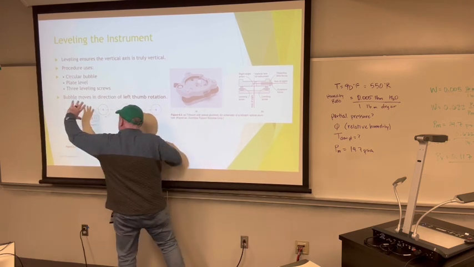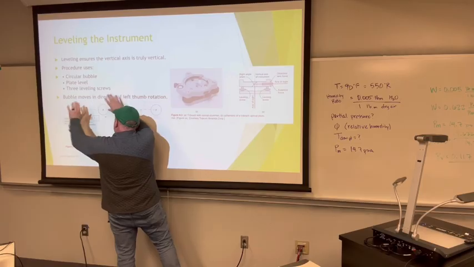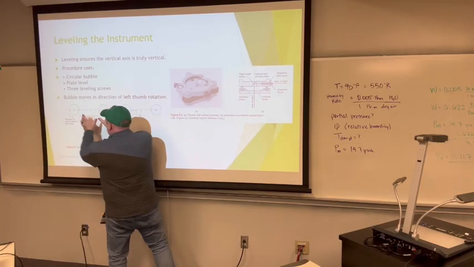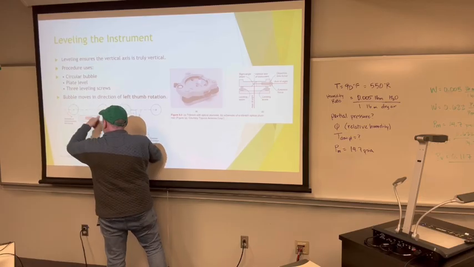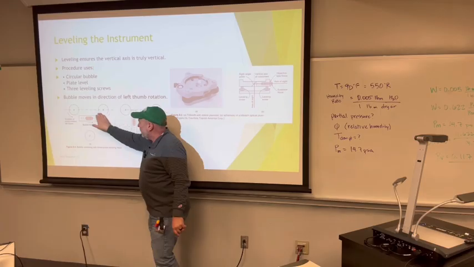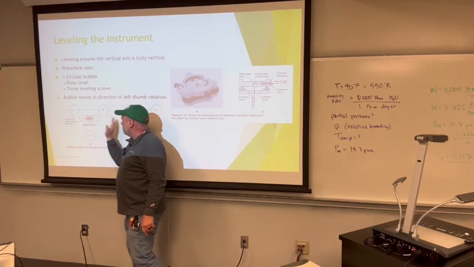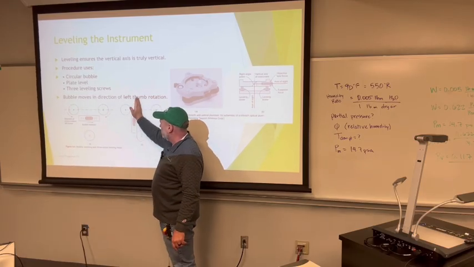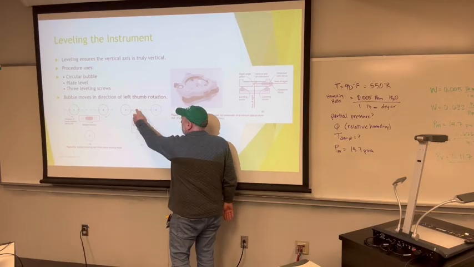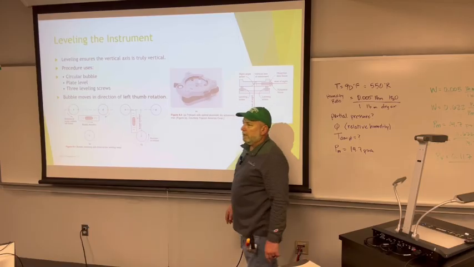So if you turn your thumbs in, your left thumb is going to the right, the level bubble will move to the right. Turn both of your thumbs out, your left thumb's going out, that level bubble will move to the left. Once you get that lined up in this plane with these two, you'll turn perpendicular, so it's 90 degrees, and you will use the third screw to get this bubble leveled up.